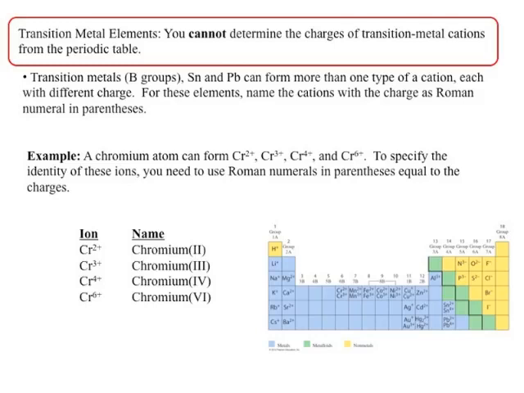This does not happen, for example, for the sodium ion. You do not say sodium(I) ion. Because sodium always loses 1 electron and becomes Na+, you do not have to specify the charge with a Roman numeral. This only happens in elements in transition metals and tin and lead. Let's move to the next slide.